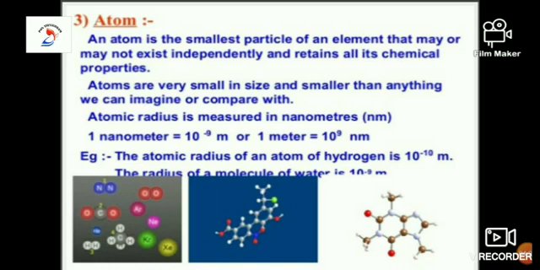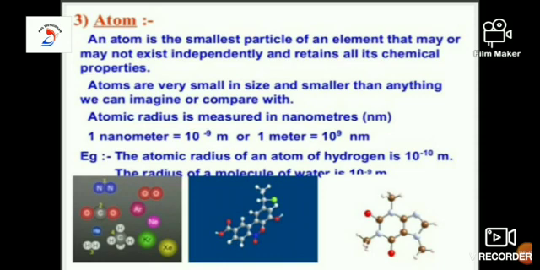So, atom. How can you define an atom? For example, if you tear a paper, you can tear it into any number of pieces. The smallest particle, in order to make you understand, you call it an atom. So, an atom is the smallest particle of an element that may or may not exist independently and retains all its chemical properties. Atoms are very small in size, smaller than anything we can imagine or compare with.